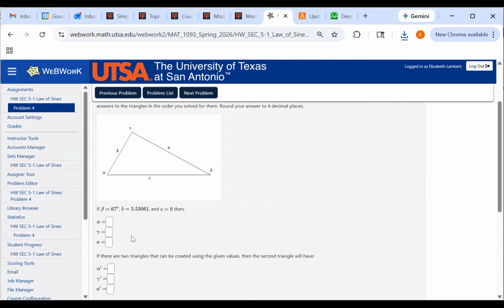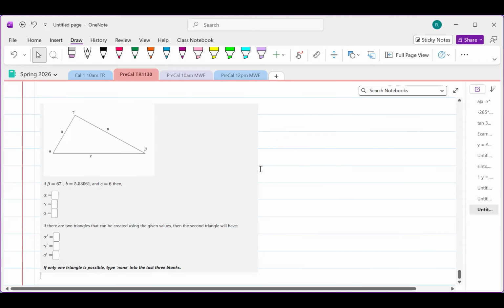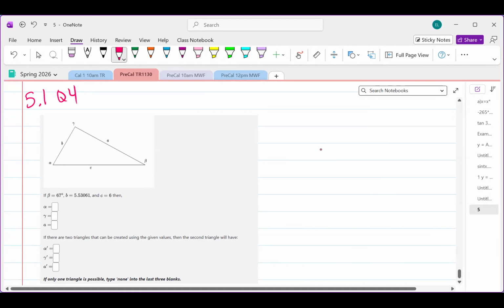So let me see. They labeled the angles stupidly. All right, yes, this is a two-triangle problem. So let me flip the share. So this is 5.1, question 4.